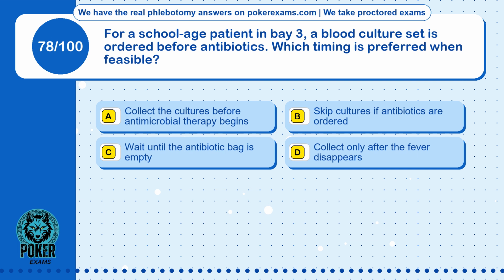Question 78. For a school-age patient in Bay 3, a blood culture set is ordered before antibiotics. Which timing is preferred when feasible? Option A. Collect the cultures before antimicrobial therapy begins. Option B. Skip cultures if antibiotics are ordered. Option C. Wait until the antibiotic bag is empty. Option D. Collect only after the fever disappears.